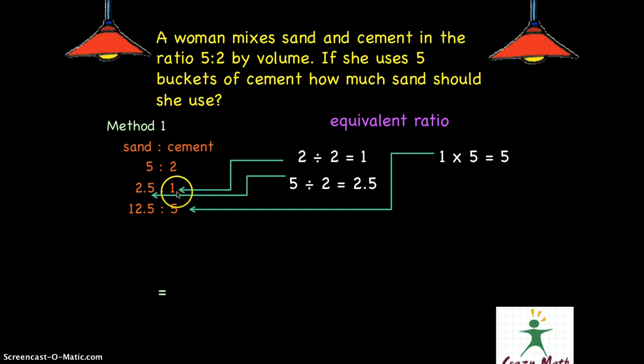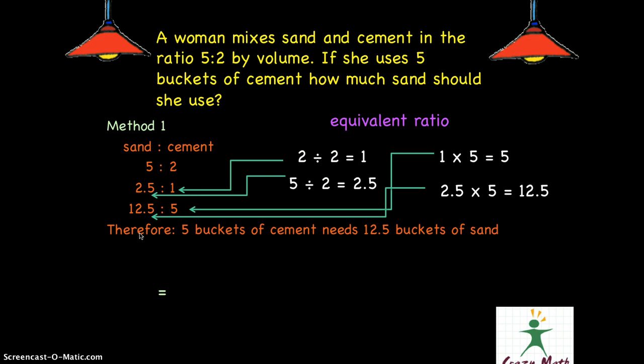Now, if I multiply 1 by 5, I should be multiplying 2.5 by 5 as well. So I have here 2 and 5 tenths times 5 is equal to 12.5. Therefore, 5 buckets of cement needs 12.5 buckets of sand, or for 5 buckets of cement, we need 12.5 buckets of sand.